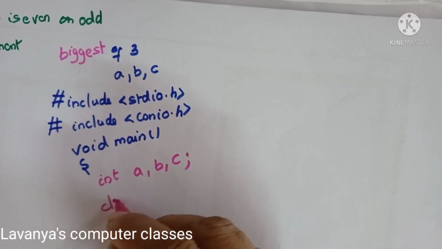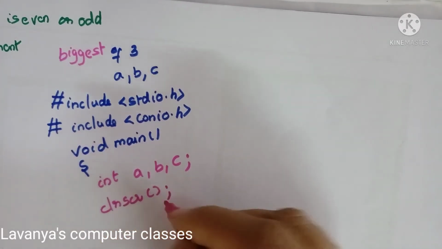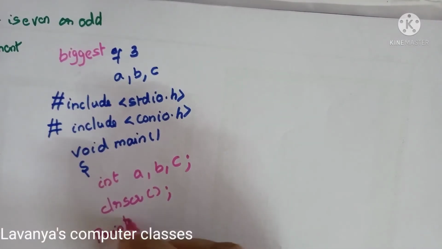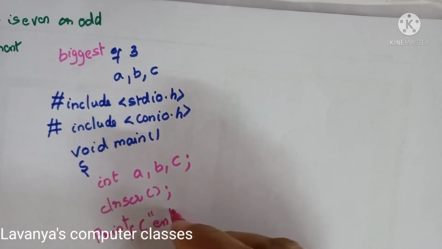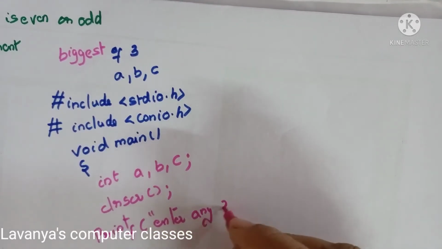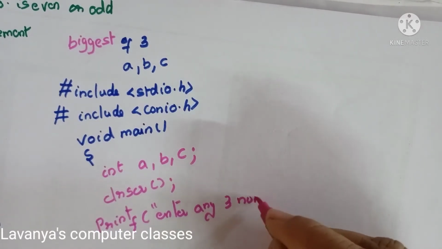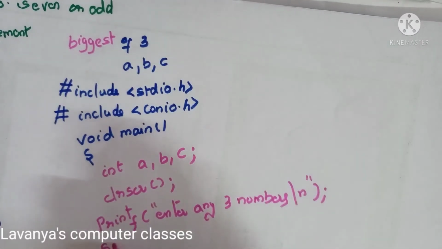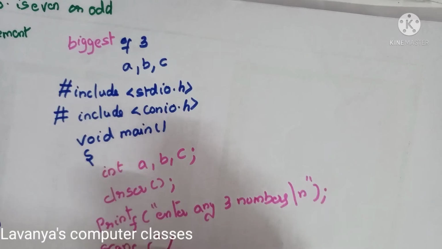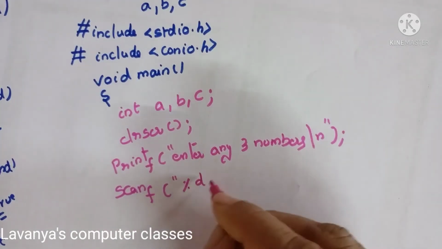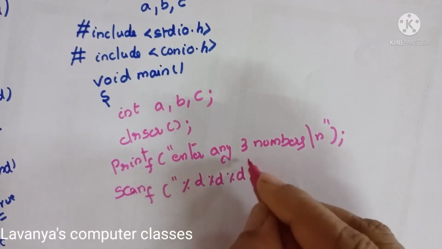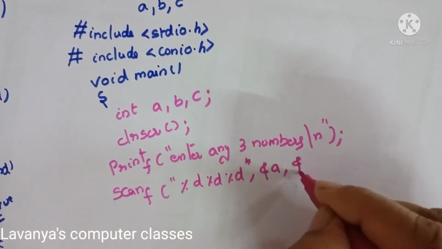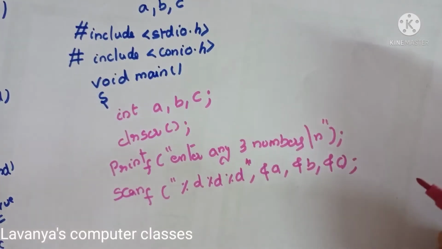Now after that I will go for the clear screen command. Clear screen command is clrscr. I put a heading for user understanding purpose: printf, "Enter any three numbers", because the program is biggest of three numbers. \n is for next line. Then scanf. All three are integer numbers, so we need one format specification, that is %d. How many numbers are there? Three numbers, three %d symbols: &a, &b, &c. So the input section is over.